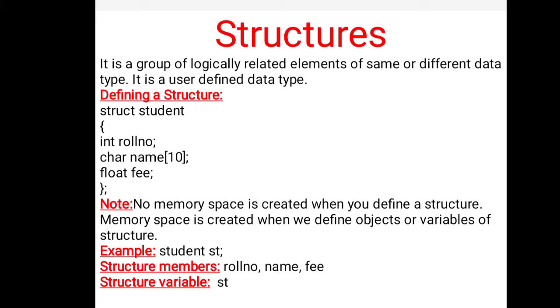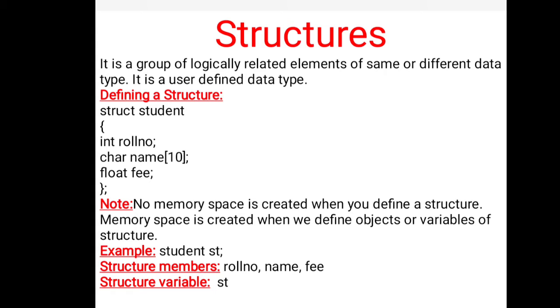You have to write struct, then the keyword student. It is the name of the structure. You can give any user defined name. Then the members of the structure along with the data type, just like int roll number, char name[10], float fee. After writing all the members, you should close the structure with a semicolon.